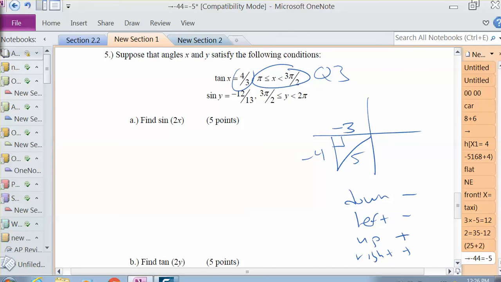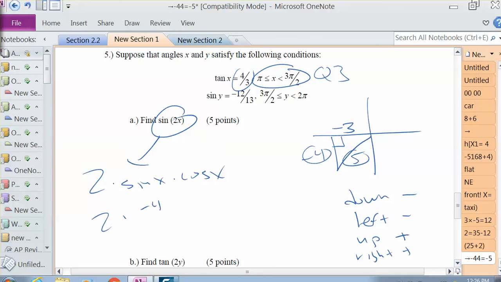That's 5. Sine 2x, I give you the formula. Sorry if I'm sounding a little hostile here, but I was just a little bit frustrated you guys missed this. Okay, what's sine x? Negative 4 over 5. What's cos x? Negative 3 over 5. Boom, get it done in 10 seconds. You shouldn't be spinning your wheels on this problem.